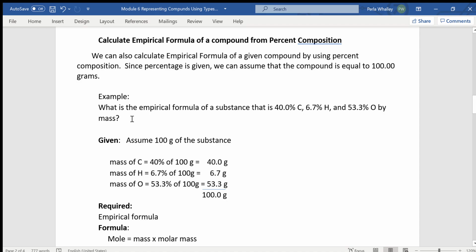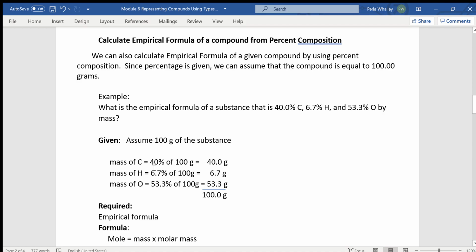So as we had before, when we solve problems, we need to follow steps. The first step is to write the given. So we assume 100 grams of the substance. And then the mass of carbon is 40% of 100 grams, which is equal to 40.0 grams. How did we get 40.0 grams?